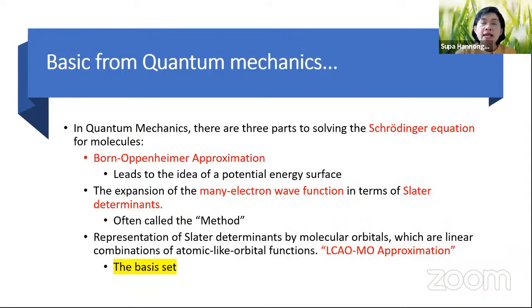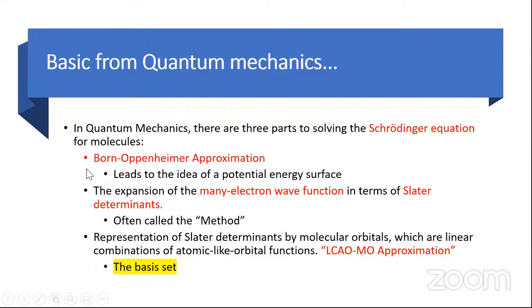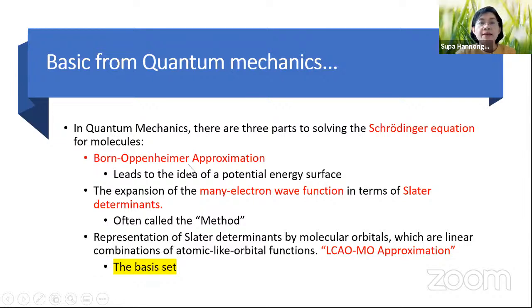So I would like to use just a couple of slides to remind you of our knowledge from quantum mechanics. We know that when we try to solve the Schrödinger equation for a molecular system, there are three parts to solve. The first one is that we apply the Born-Oppenheimer approximation. And this leads to the idea of the potential energy surface, especially for diatomic molecules.